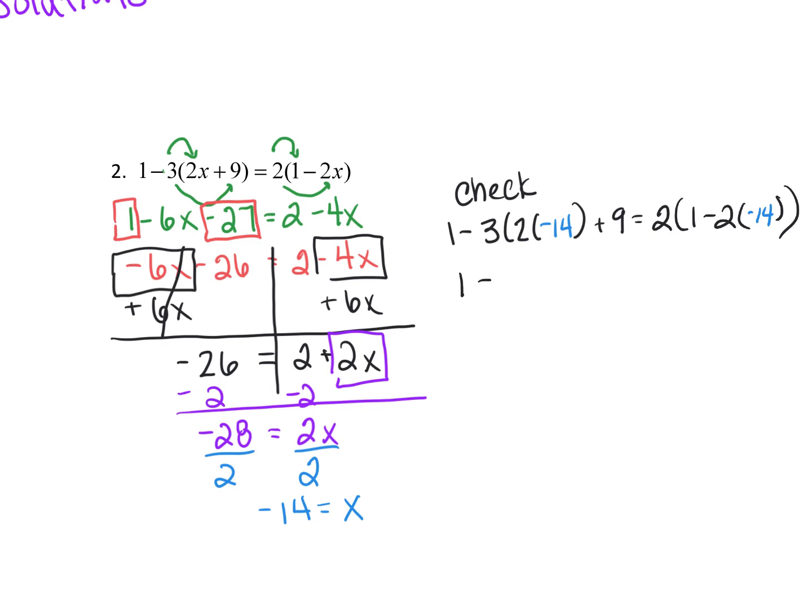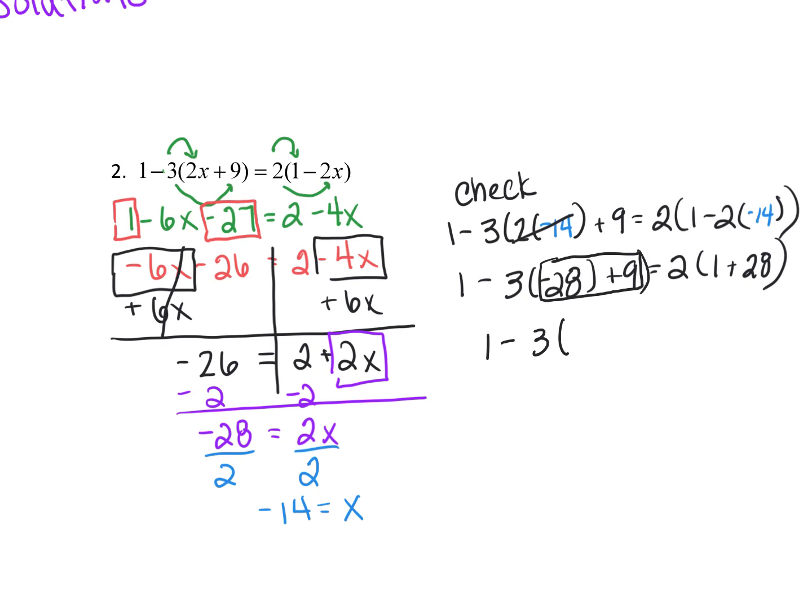1 minus 3 times the quantity 2 times negative 14, which is negative 28, plus 9 should equal 2 times 1 minus negative 2 times negative 14, which is a positive 28. And I forgot my parentheses around this right here. So next thing I'm going to do is the part inside of the parentheses, from PEMDAS. So that's negative 28 plus 9, which is a negative 19, equals 2 times 1 plus 28, which is 29.